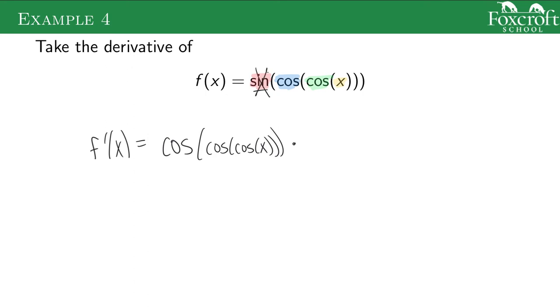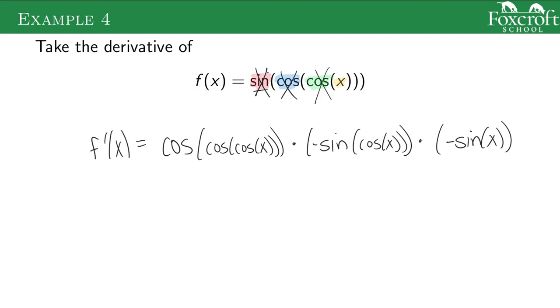Now I move into the next thing. The next thing I do is take the derivative of that cosine, which is negative sine, but I keep the thing on the inside the same. So I've gotten rid of that cosine now. And now I have the last step, take the derivative of that last thing on the inside, which is negative sine. All right, and now I'm done because I have nothing on the inside left.